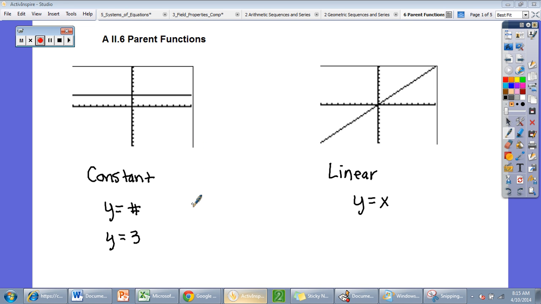So this is the constant function. Its shape is a horizontal line. That's what you're looking at here. Because it's a horizontal line, it should be y equals a number. This particular one is going through the number 3, so that's why I put y equals 3. The linear function is a straight line, so it's going to be y equals x.